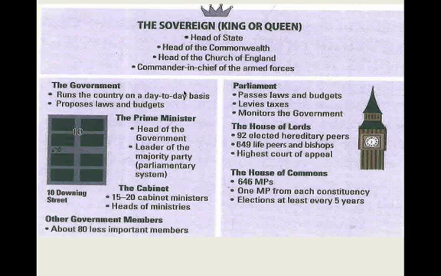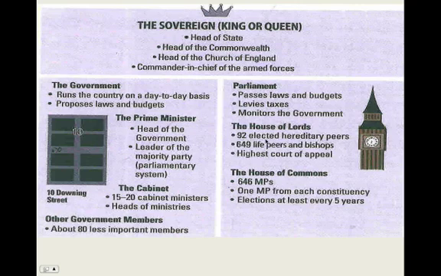Here is an illustration. This is the same as you find in your textbook. And this is an illustration of the system. So on top here you have the Queen, which is head of state. No political power, really. And here you have the Parliament. And the Parliament consists of the House of Lords and the House of Commons. And then you have the government, and the government consists of the Prime Minister and the Cabinet and, sorry, other government members. So the Parliament, as I said, passes laws and budgets, levies taxes, and monitors the government.